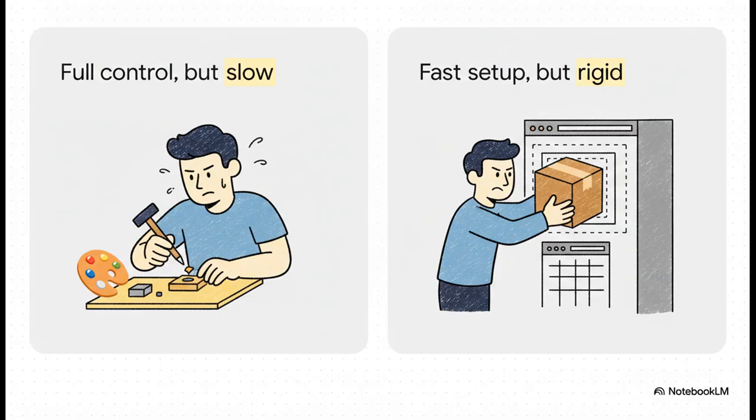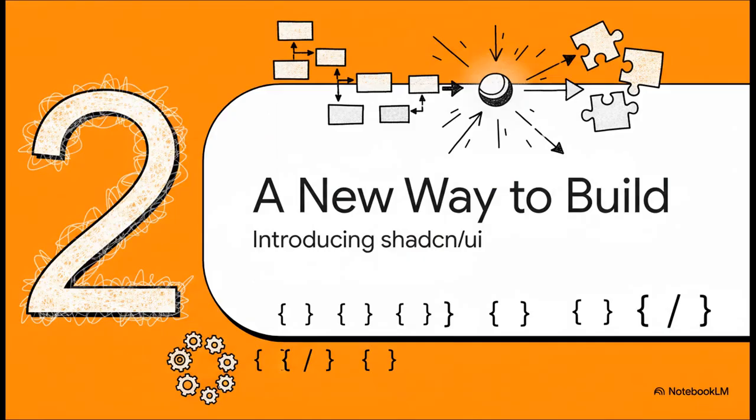On the other hand, you can grab a component library. You get up and running super fast, but you're stuck inside their box. The second you need to change something they didn't plan for, you're fighting the library instead of building your thing. But what if that whole dilemma was, well, a false choice? What if there's a third way? This is where shadcn/UI comes in, and it's built on a pretty radical idea. What if a component library wasn't a library at all?